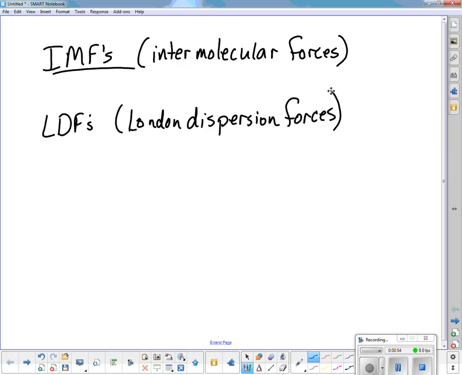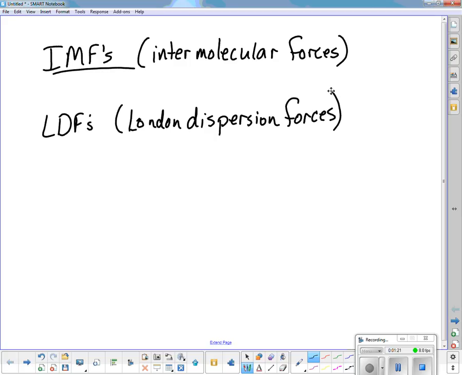Okay, so London dispersion forces happen with all compounds. It's sort of like you're in this classroom, so you have LDFs with the rest of this class. Even if you're not friends with them, you have LDFs. You have some kind of relationship with them. We don't know exactly what it is, but you have something. Okay, that's what an LDF is. Sort of like the London fog. It's there every morning, and then it's gone.